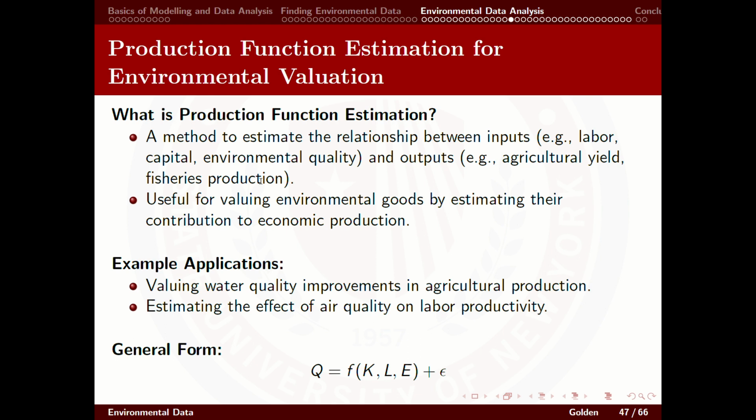We're going to talk about a very basic estimate of this. I have friends who work on this in IO, who maybe are doing this very seriously. Maybe they're really seriously thinking about the endogeneity problem here. We're not going to do that. We're just going to run it as a very simple regression. Applications: valuing water quality improvements in agricultural production and estimating the effect of air quality on labor productivity. General form: Q equals F of K, L, and E plus epsilon.